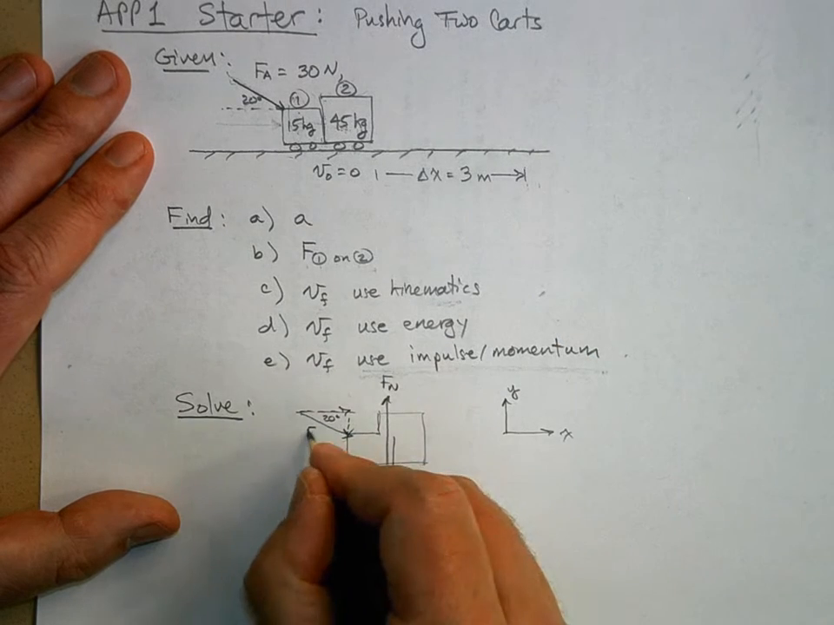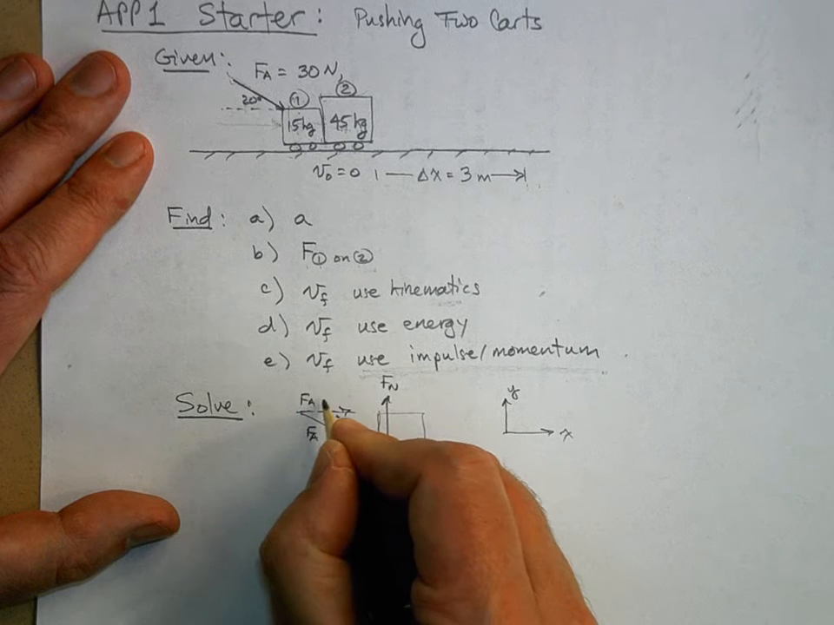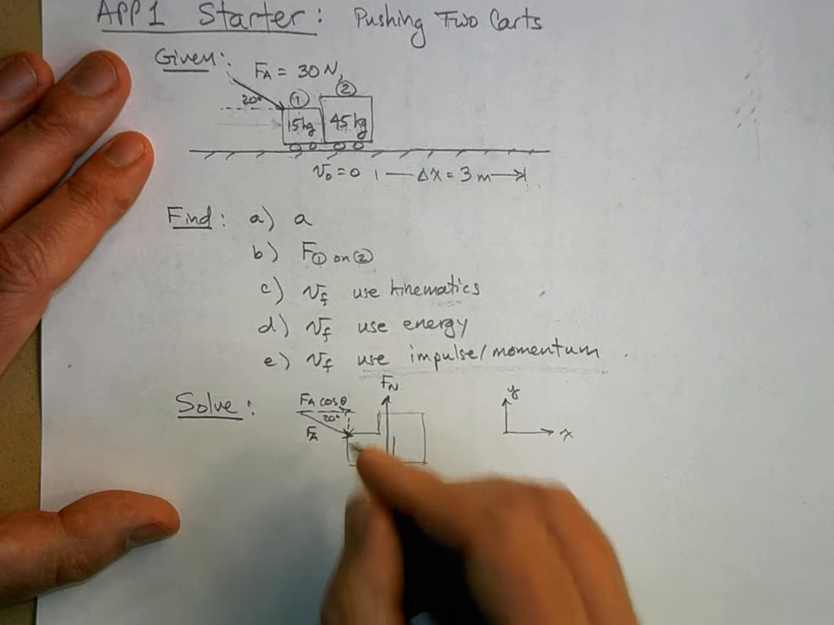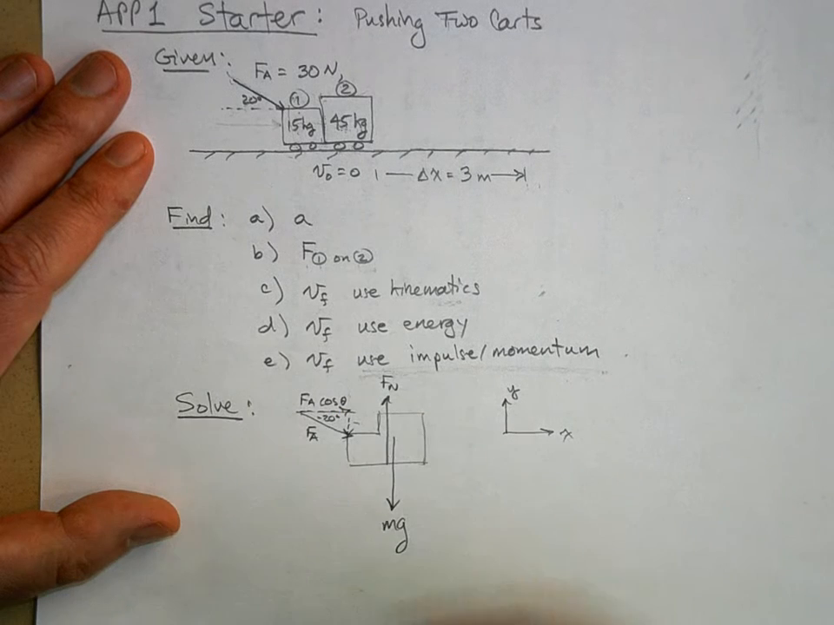And this is going to be F applied. This is FA cosine theta, and this is FA sine theta. Now it should be negative 20 degrees, but it doesn't really matter for this problem. Okay, so now I'm done with step three. Now let's do step four.